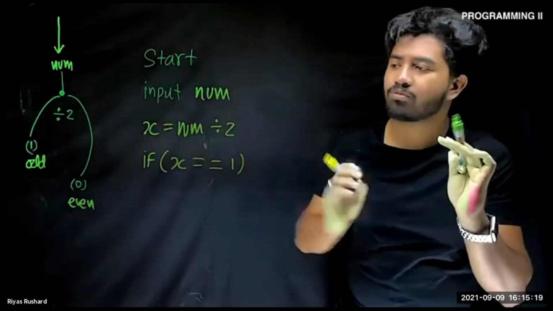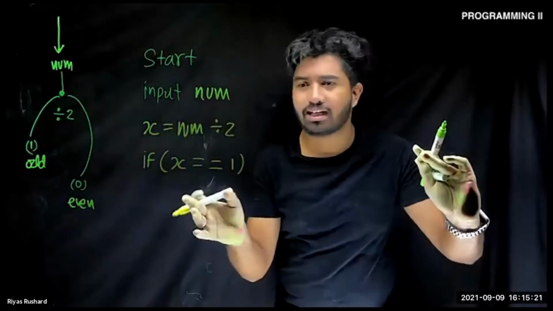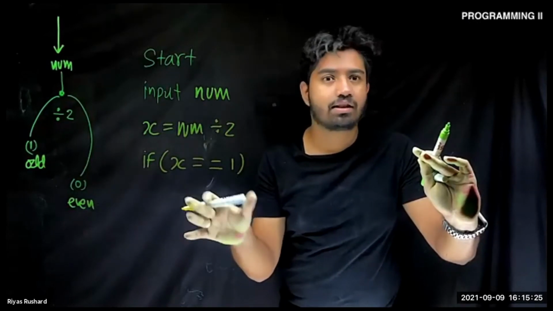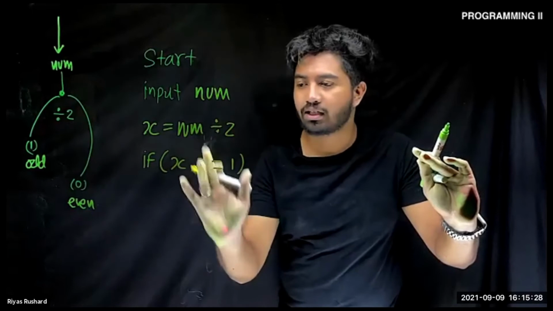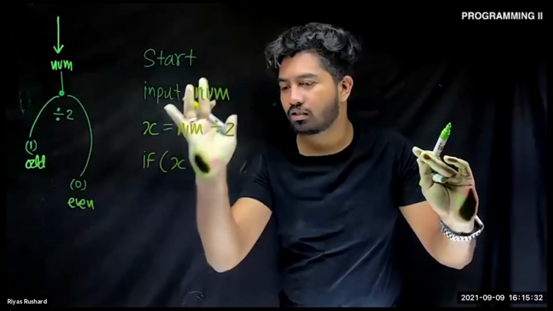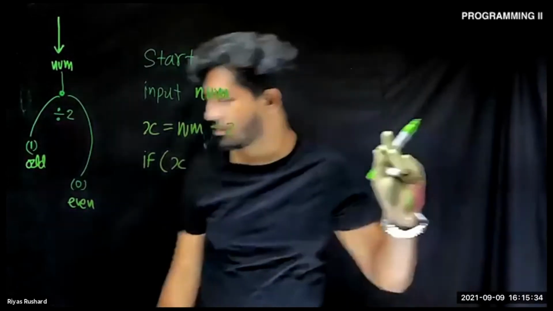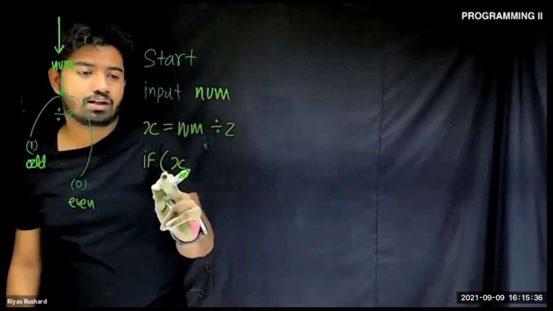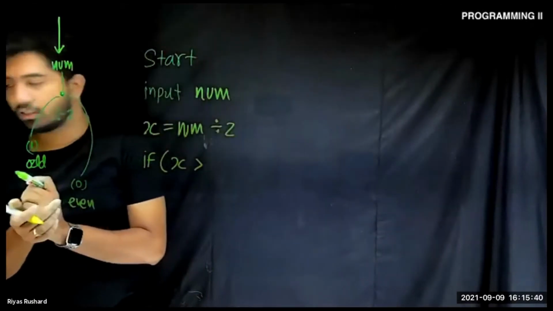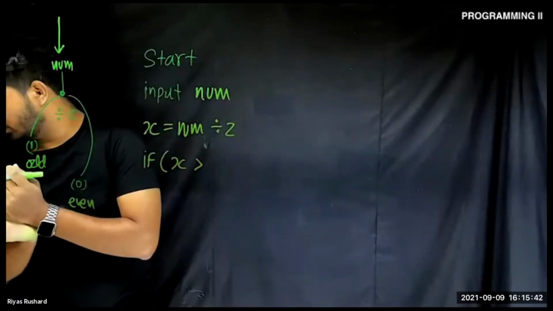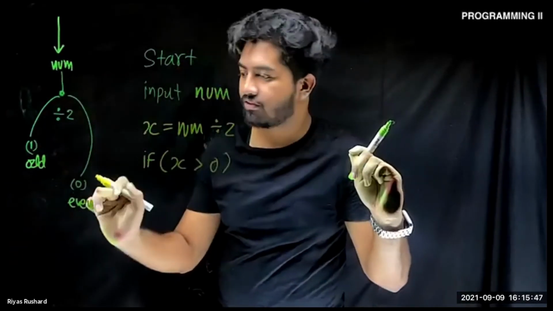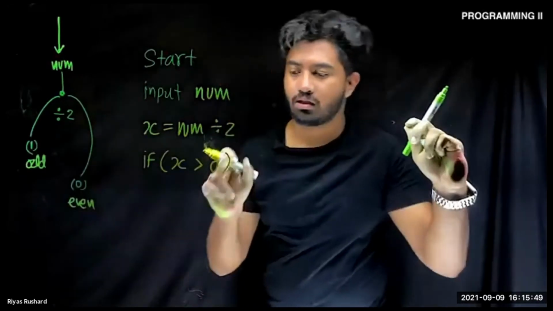I'm using check equal here, but I can also use less than or greater than. Without putting equality, how do you check? Less than or greater than what? Make it x greater than how much? Odd or even? Yes, x greater than 0. Obviously, if x is greater than 0, it's all odd numbers, right?